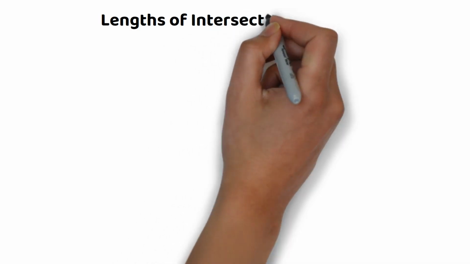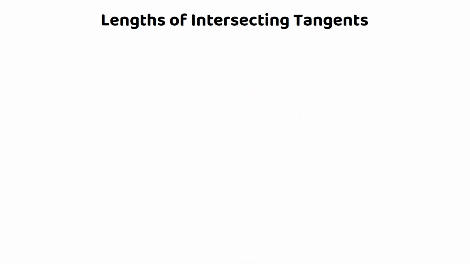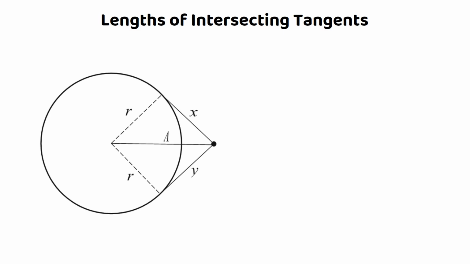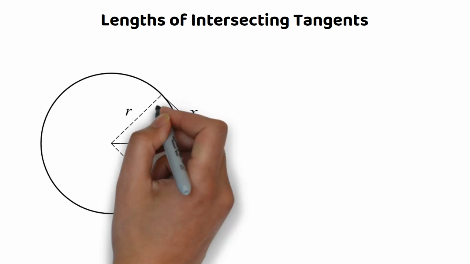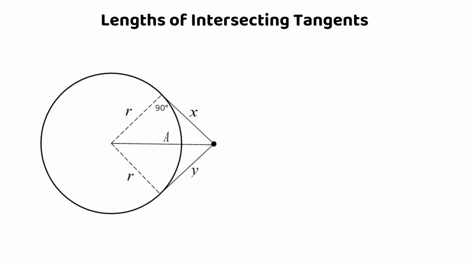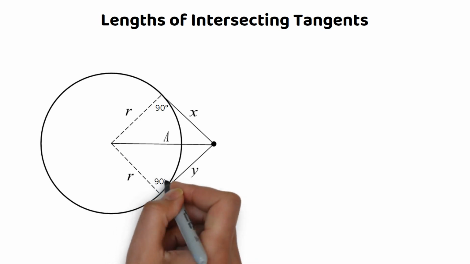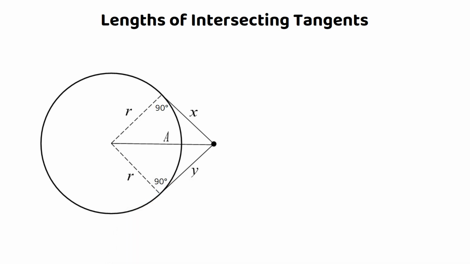Lengths of intersecting tangents. Suppose that from a single point, two common tangents are drawn towards a circle. We draw two radii in the circle, from the center to the points of intersection with the two tangent lines, and then we can draw a line from the center to the point from whence the two tangents came. The angle between r and x and the angle between r and y are right angles. It may seem obvious from the picture, but at the end of this module we'll explain why.